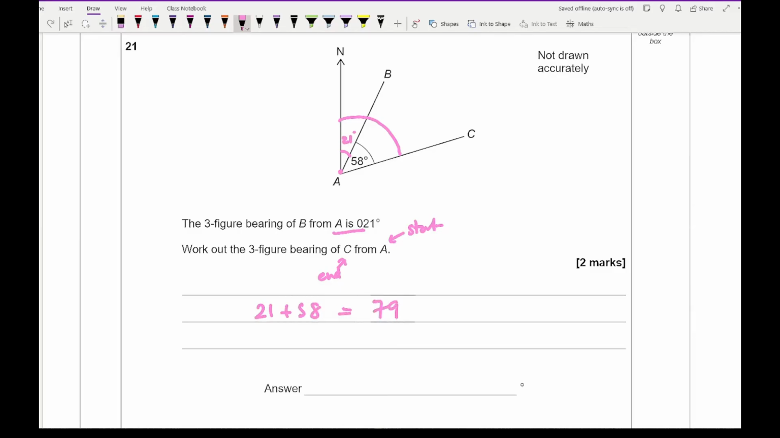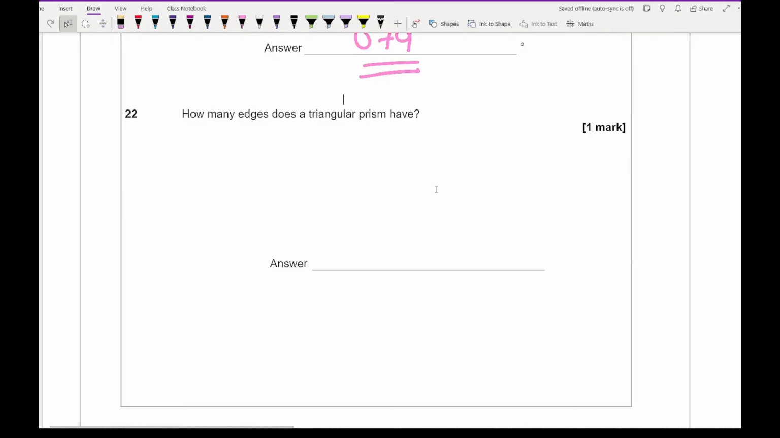And one of the rules of bearings is you need to give the bearing as a 3-digit number, so it needs to be 079 degrees. If you wrote down 79 degrees, you would lose a mark because it needs to be written as a 3-digit number. For question 22, it says how many edges does a triangular prism have? Well, if we quickly draw or sketch a triangular prism, it's basically how many straight lines have I drawn? Well, I've got 1, 2, 3, 4, 5, 6, 7, 8, 9. So the answer is 9.